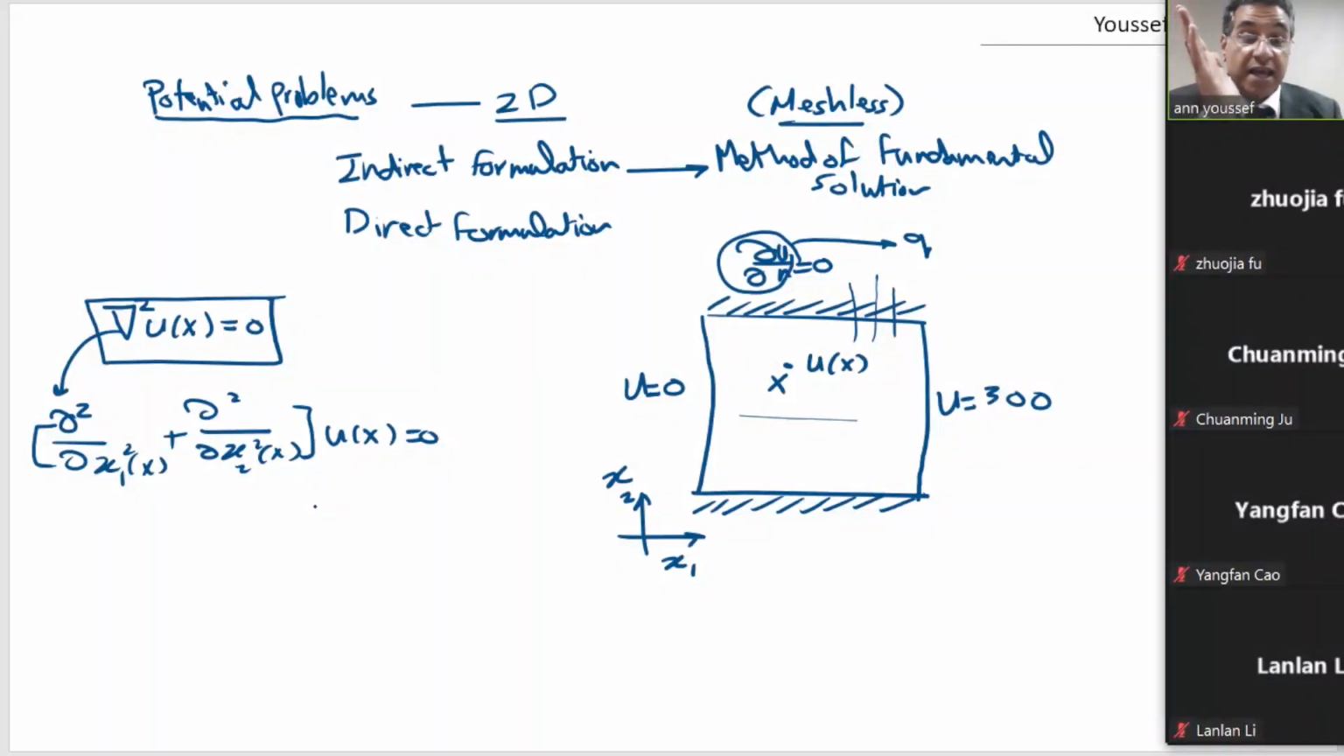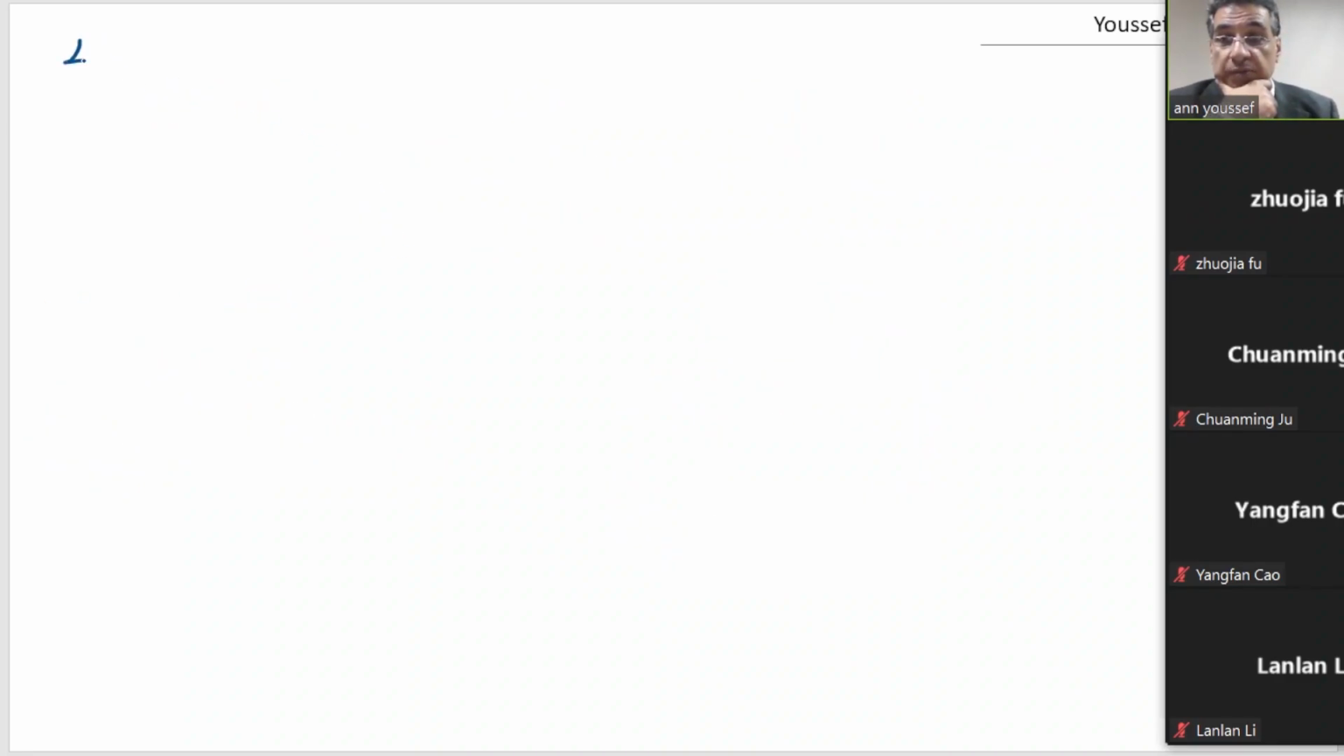So my main concern to solve this problem is to obtain the value of u at any point inside the domain. To do that, I will start with the indirect and discrete formulation. To do that is very easy.